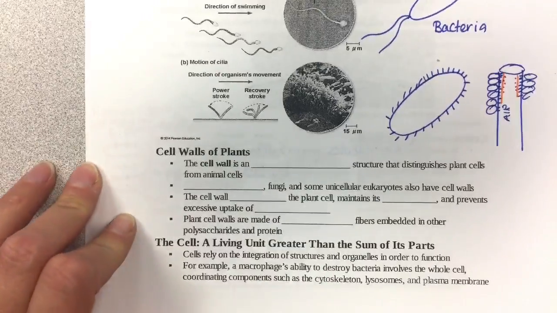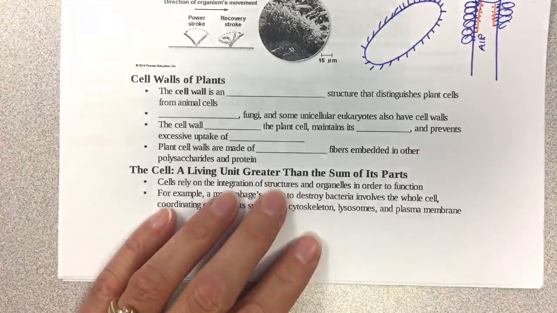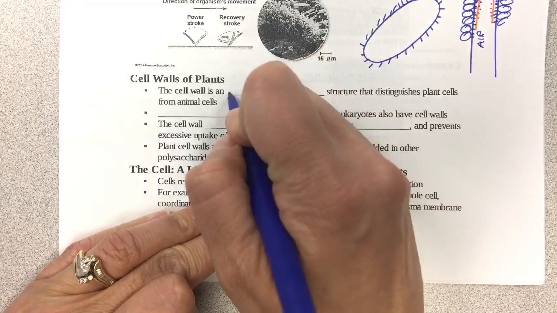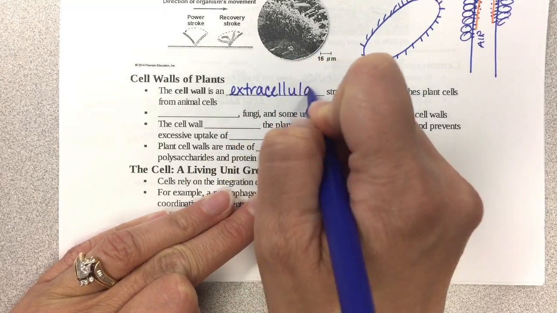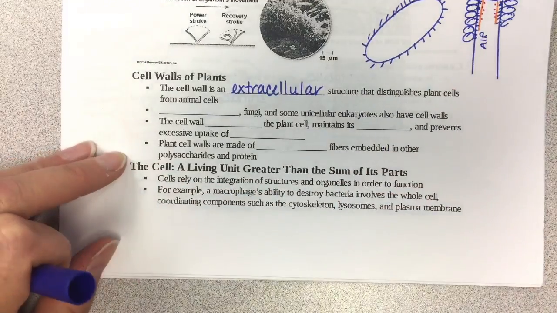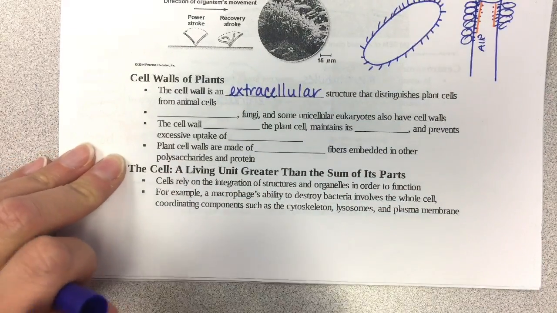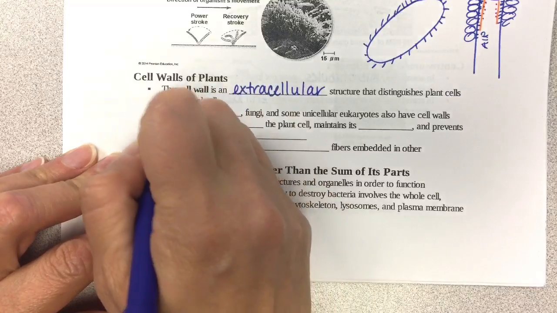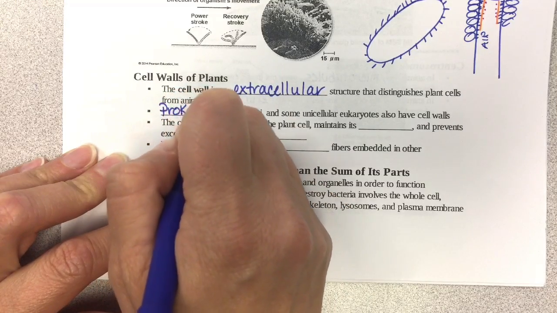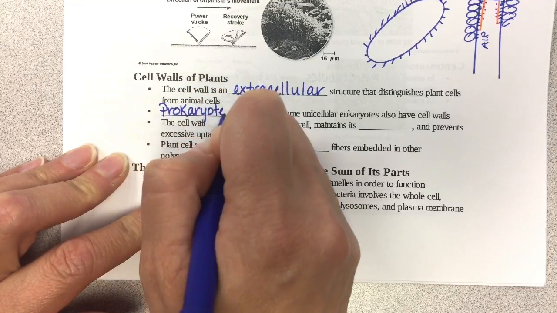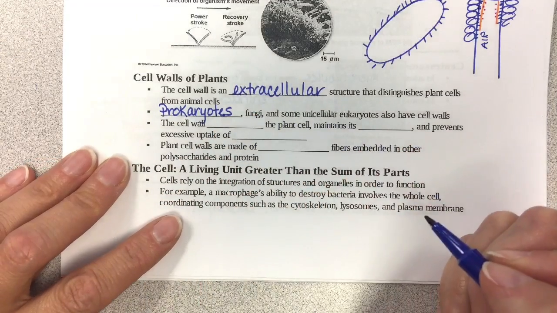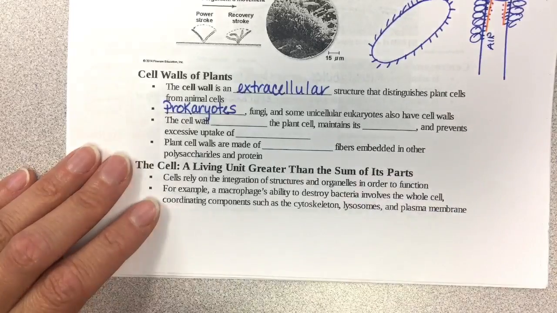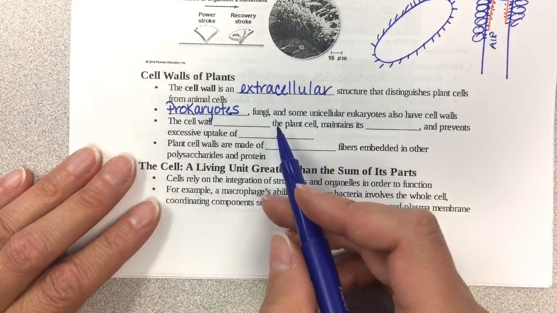And then plants also have the cell wall. A cell wall is extracellular, meaning it's on the outside, it's the very outside of the cell. We looked at that in the picture of the plant cell. What kinds of things besides plants have it? Prokaryotes, we talked about the bacteria have it, fungi have it, and some unicellular prokaryotes. Those are exceptions to the rule, and they also have some cell walls.